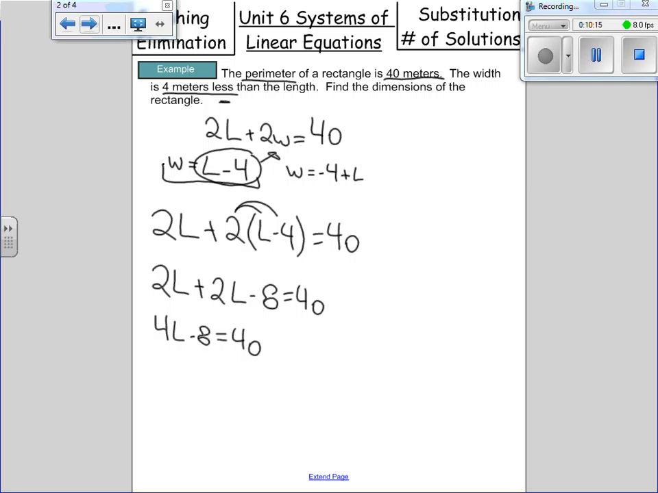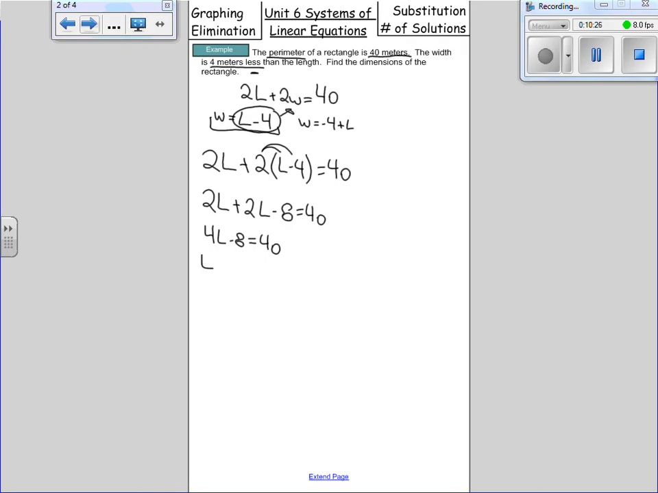Now you try to isolate. So you need to move that 8 over. So it becomes 4L is equal to 48. And this seems to be the trickiest one. A lot of people get to this point and get stuck. So that equation right now is saying 4 times L is equal to 48.